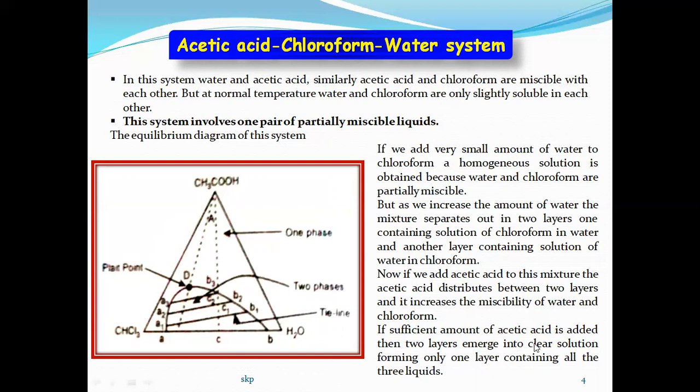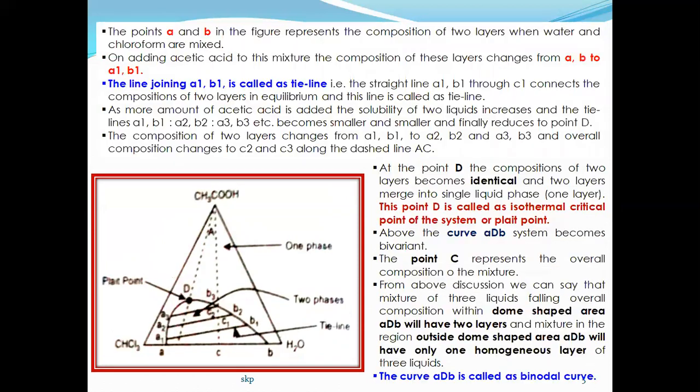If a sufficient amount of acetic acid is added, then the two layers merge into a clear solution, forming one layer containing all three liquids. A sufficient amount of acetic acid will create a situation in which both the chloroform and water layers get miscibilized into each other, forming only one layer.